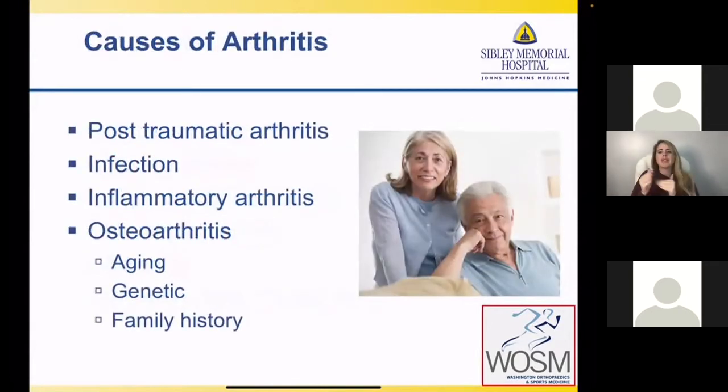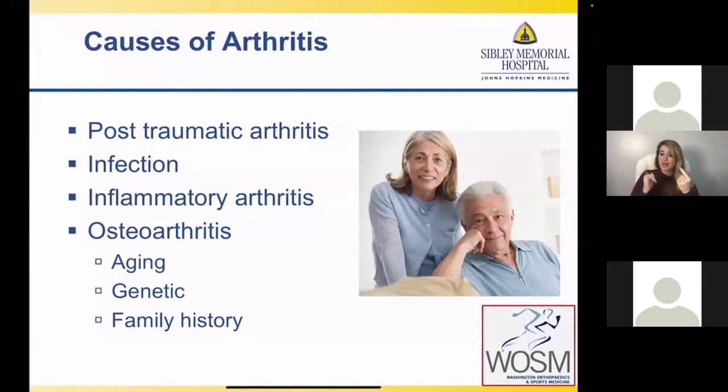So what causes arthritis? Well, we sort of talked a little bit about this, but arthritis can be post-traumatic after an injury. Infection can cause arthritis. And the reason an infection causes arthritis is that when you have an infection, your body attacks the infection, but those enzymes also eat up your cartilage.